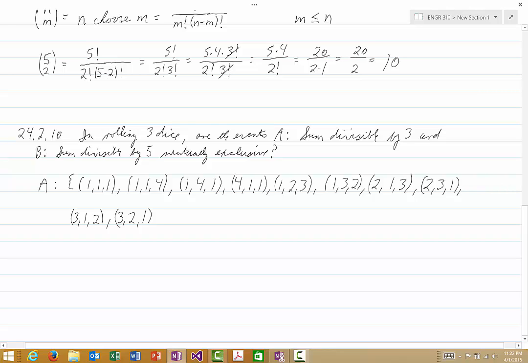Now, again, this first event gives us a sum of 3. All of these events, 1, 1, 4, 1, 4, 1, 4, 1, 1, 1, 2, 3, 1, 3, 2, 2, 1, 3, 2, 3, 1, 3, 1, 2, 3, 2, 1, those are the events that give us a total of 6. Can you think of any others where we have 3 dice and we get a total of 6? I believe the answer is no.